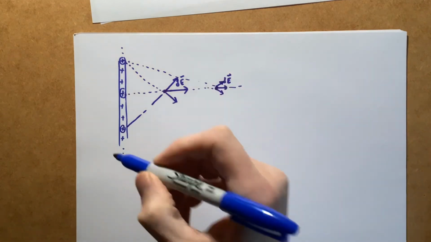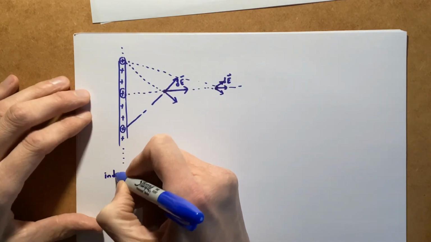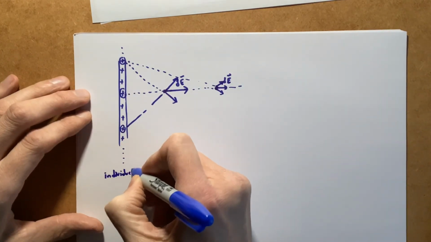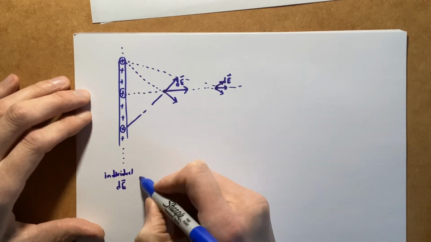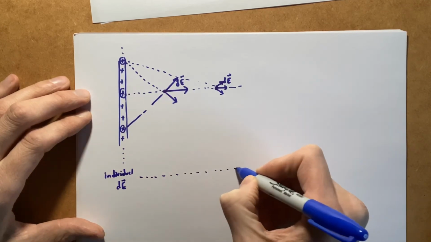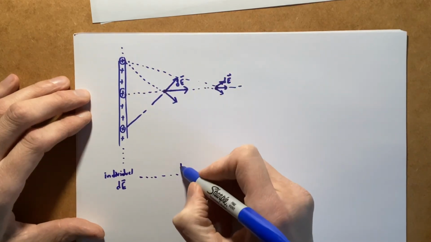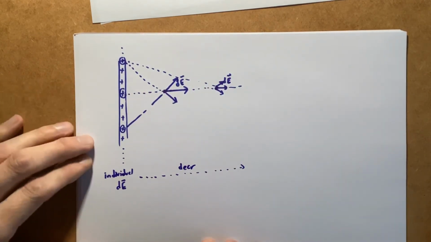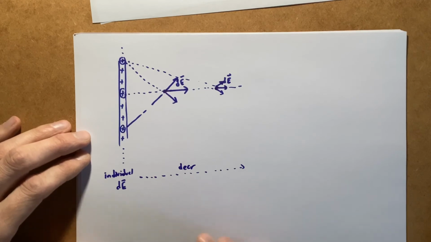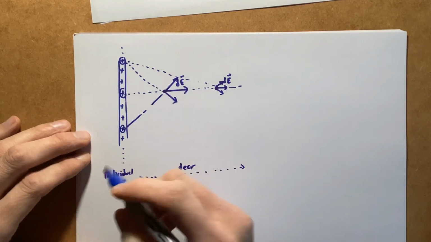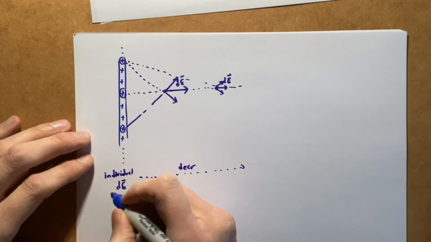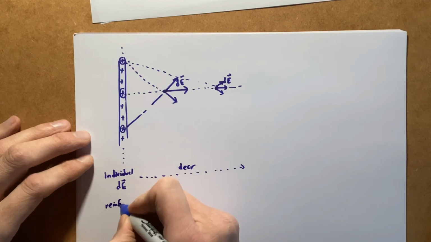So for the individual dEs that each contributes here, they will decrease in strength, okay? This point is closer, this point is further, so they all decrease, okay? However, I do want to point something out as far as their reinforcement, I will call it.